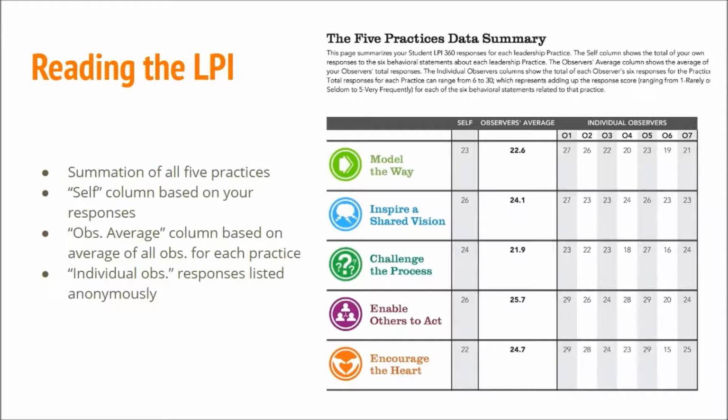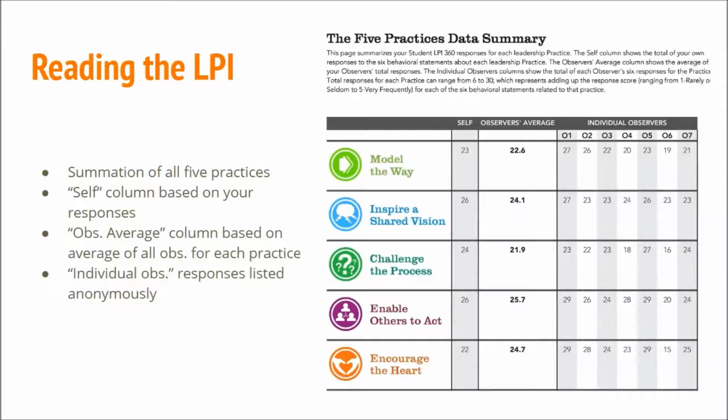The first thing that you're going to see in the assessment feedback is the 5 practices data summary page, just like you see here. On this page, you can see how your responses literally add up. There are 6 behavioral statements in each of the 5 practices categories. That means that you can score anywhere from a 6 to a 30 for each practice overall.